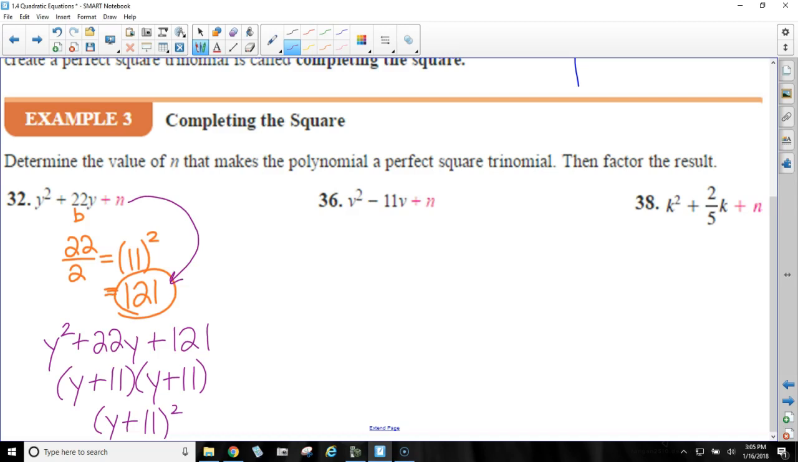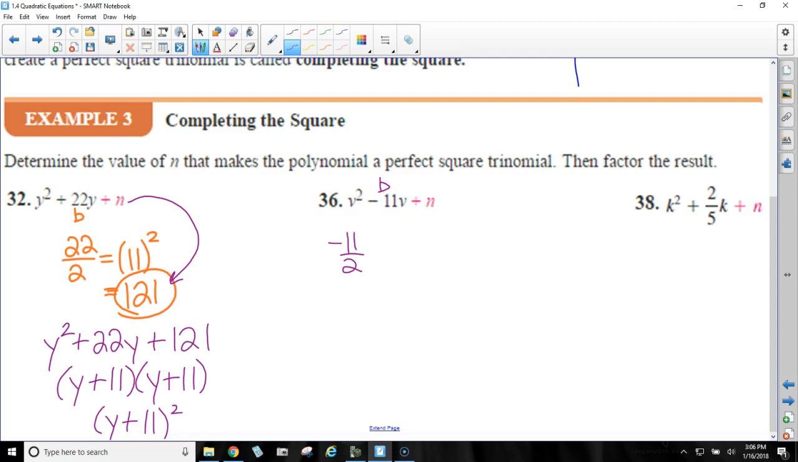On this next example, we have v squared minus 11v plus what is going to make that a perfect square trinomial? The b value here is negative 11. Step 1, take half of that. I would go ahead and just leave it as a fraction. Instead of writing it as a decimal or a mixed number, just leave it as an improper fraction.